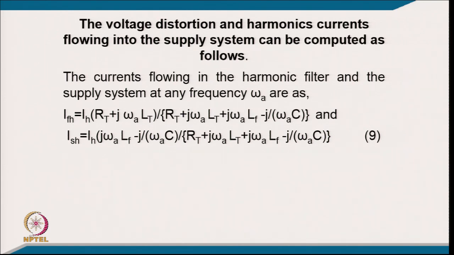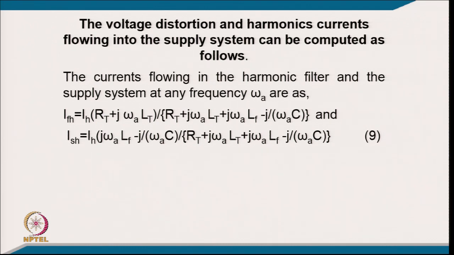The voltage distortion and harmonic current flowing in the supply system can be computed as follows. Corresponding to the resonance, the current flowing into the harmonic filter and supply at frequency omega h can be like this. This is the filter current which will be flowing, and this is the current into the supply system, where IH is the harmonic current for any particular harmonic flowing.